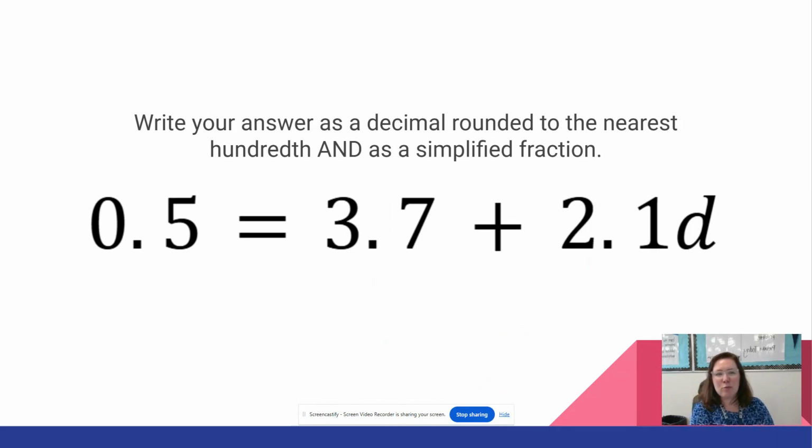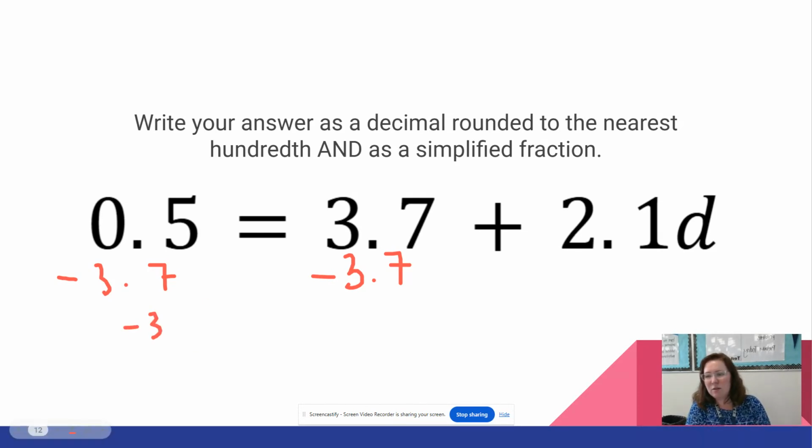Write your answer as a decimal rounded to the nearest hundredth, so that's a hint that we might get a crazy decimal, and as a simplified fraction. I wonder what that would look like. The rules are still the same even though we have decimals. There's this invisible multiplication sign here, combining the 2.1 and the d. So we get rid of the 3.7, it's a positive 3.7. The opposite of a positive 3.7 is a negative 3.7. Subtract 3.7 on both sides, and then we get 0.5 minus 3.7 is negative 3.2.